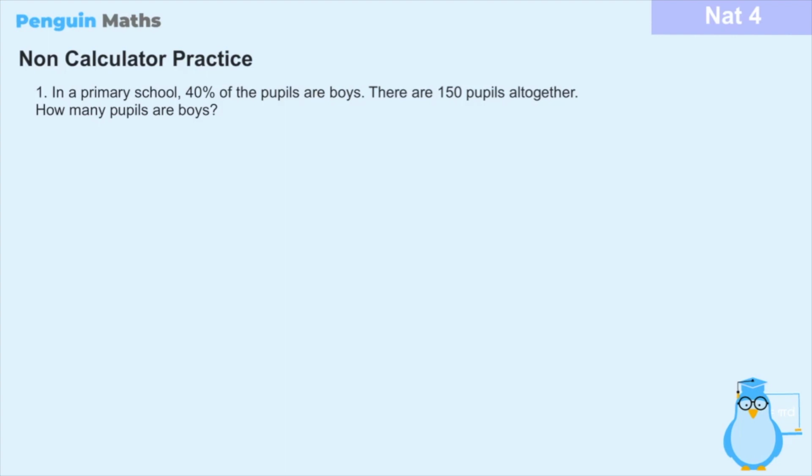Okay, so let's have a look at this first question that we have for our National 4 non-calculator practice lesson. We are told that in a primary school 40% of the pupils are boys, and there are 150 pupils altogether, and we have to figure out how many pupils are boys. So the first thing that we can see is that we are given a percentage, and we're also given a total number here. So when it asks us to figure out how many pupils are boys, we can see that we have to use our knowledge of percentages to figure out this answer.